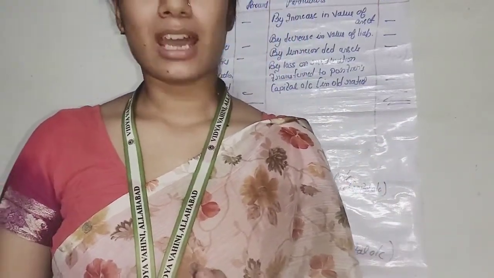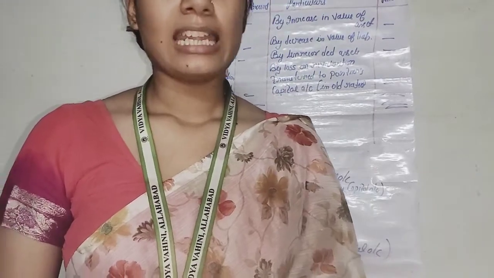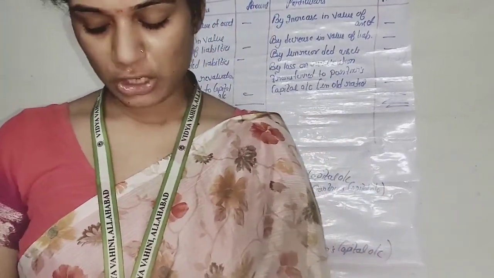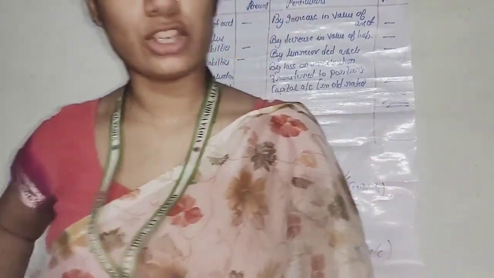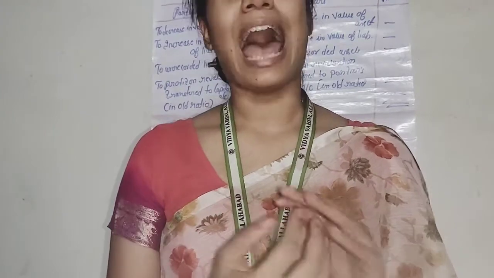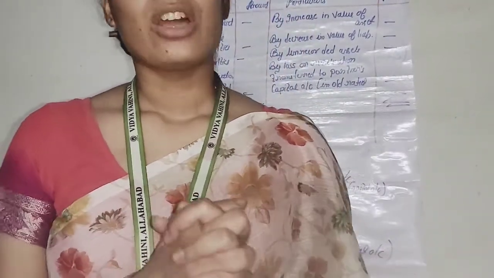Myself Arshita Tripathi, and we are here to study the third chapter of your accountancy book, A Change in Profit Sharing Ratio Among Existing Partners. Till now we have studied what is the treatment of the goodwill and the reserves when there is a change in profit sharing ratio. Now, in this session, we are going to study what will be the treatment for the assets and liability when there is a change in profit sharing ratio.